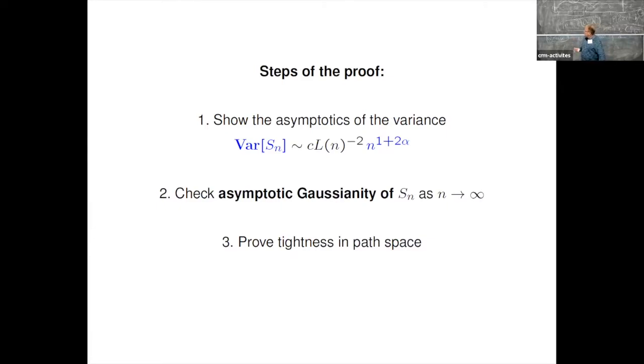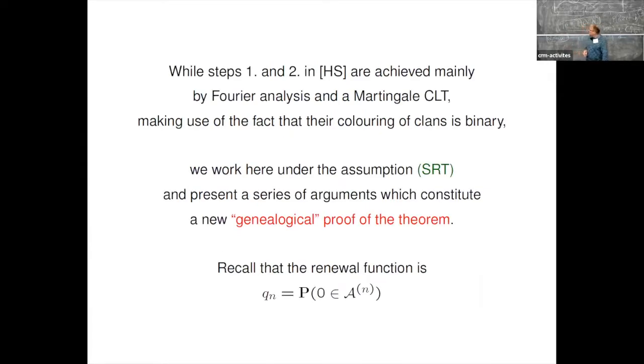And what one has to do is canonical, right? Show the asymptotics of the variance, show that the Sn has this variance asymptotically, then check the asymptotic normality. And interestingly enough, this was the hardest part in the Hammond and Sheffield paper, and prove tightness in path space. Well, that's something I won't concentrate on here in this talk. Maybe I can tell you a story in the very end. Now, steps 1 and 2 in Hammond and Sheffield are achieved by, well, they are excellent probabilists, but they did this by Fourier analysis and, of course, an honorable tool in probability, a martingale central limit theorem, making use of the fact that the coloring of the clans is binary, right?